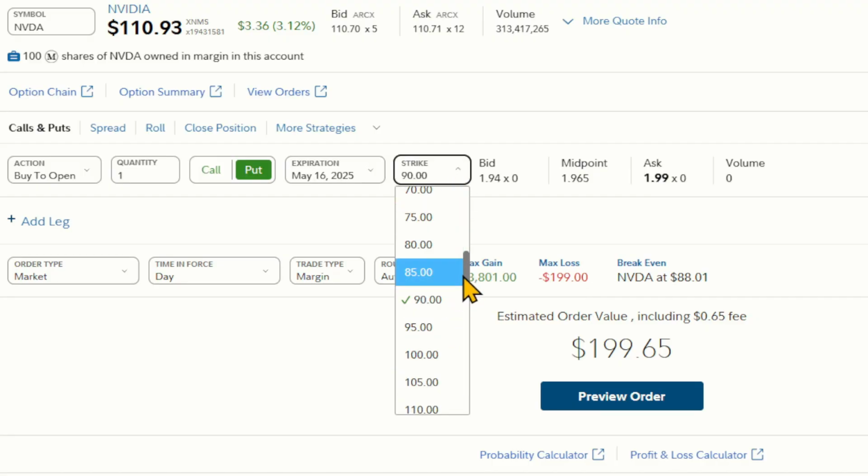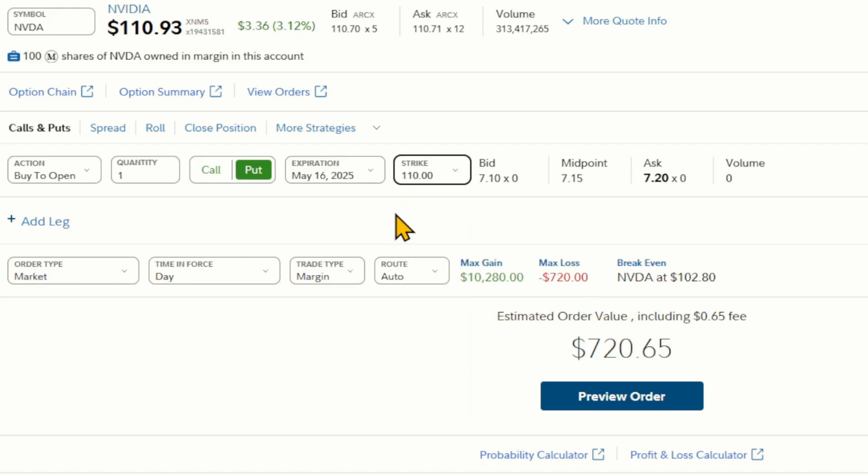I want full protection on my automobile. I'm buying the best insurance out there at a 110 strike price. With all the volatility in the market right now, and it is pretty high, the VIX is very high, this will cost me about $720. That's my ask price, right? This is what the buyer has to pay. This is about what the seller would get.